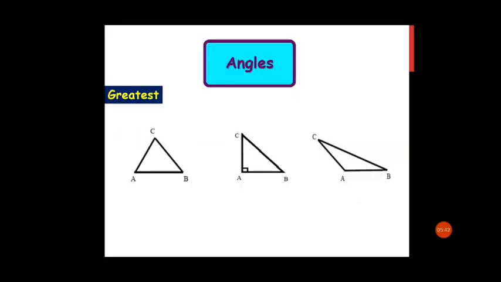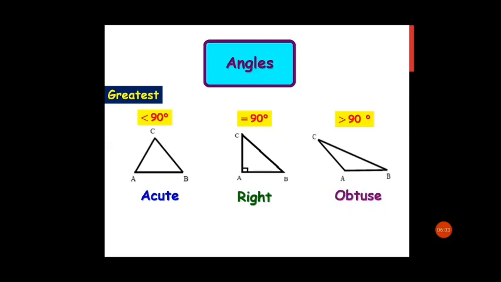So let's summarize here the types of the triangles according to the angles. If the greatest angle is less than 90, it will be an acute angle triangle. If the greatest angle is equal to 90, it will be a right angle triangle. If the greatest angle is greater than 90, then we can say the type of this triangle is an obtuse angled triangle.